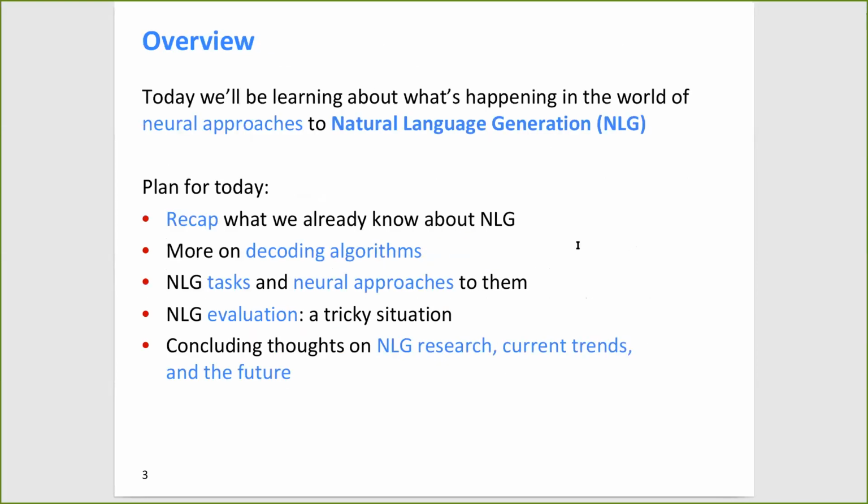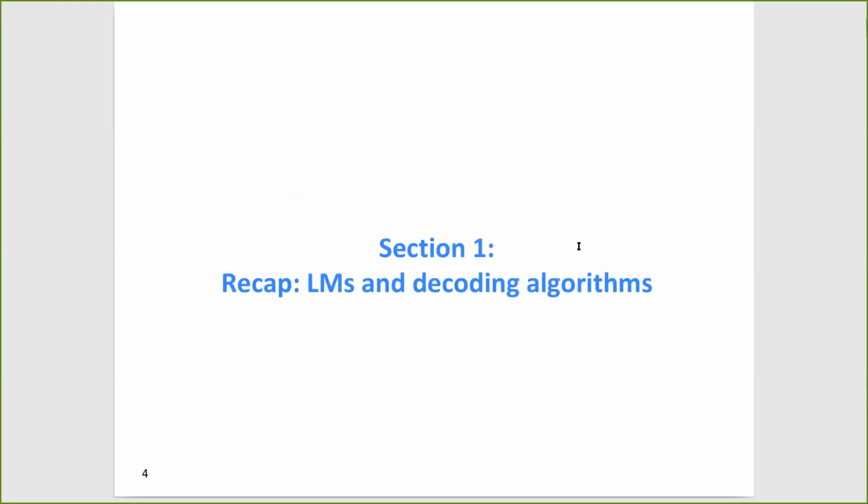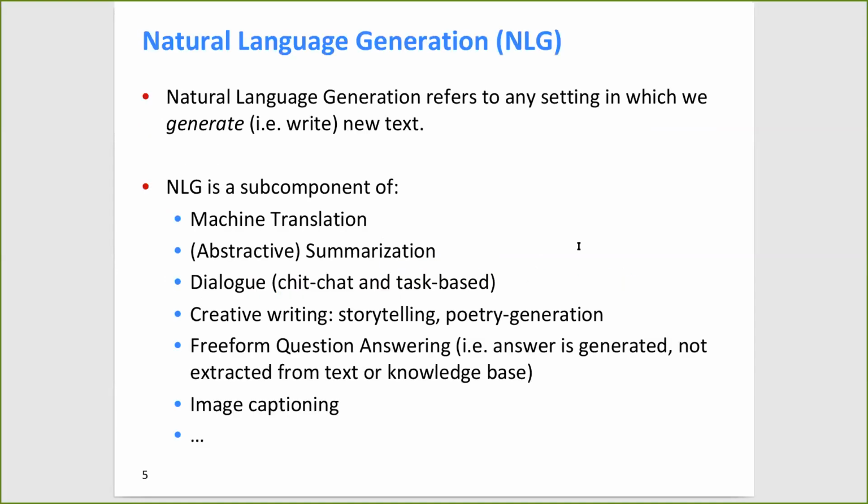So this is the overview of today's lecture. It's mainly about what's been happening in NLG, natural language generation. We'll see what that means. And we'll also be quickly discussing decoding algorithms and how we can evaluate NLG. So we'll get started with a recap of some of the things that were discussed in the previous lectures: language models and decoding algorithms.